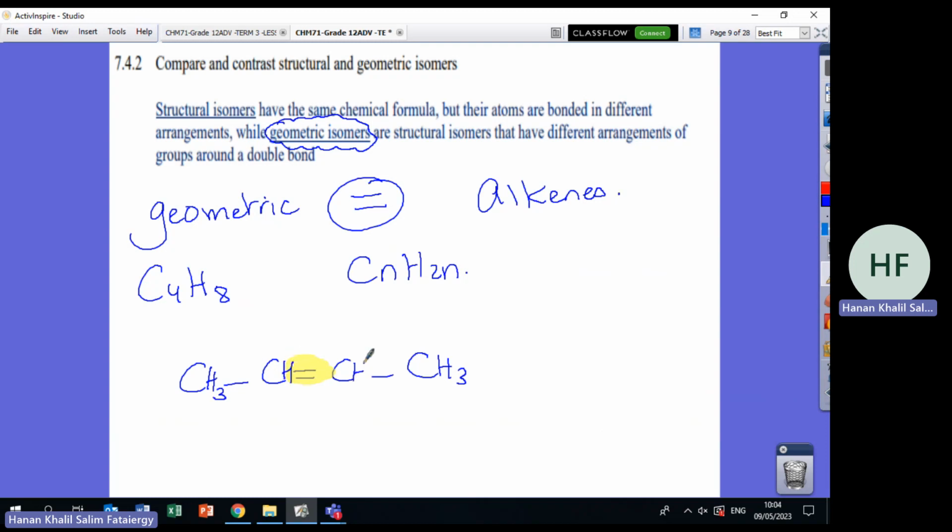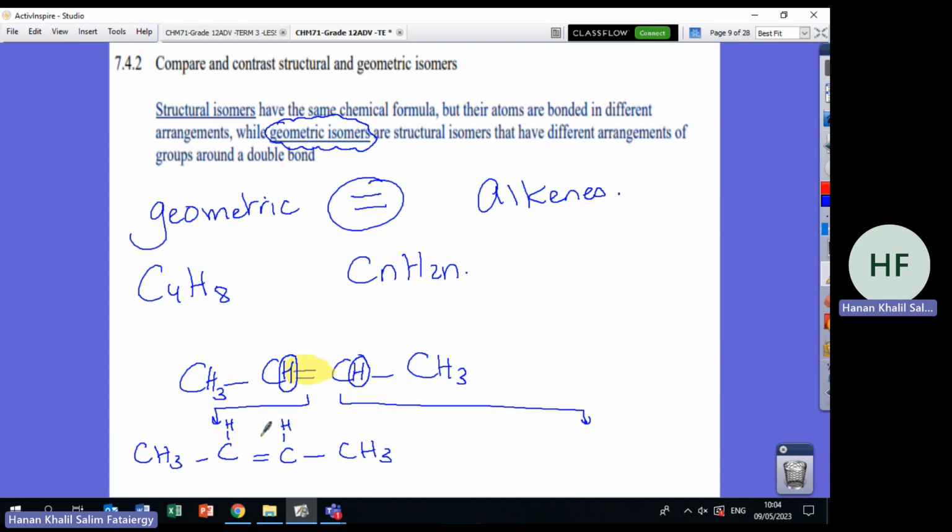One. Okay, now to draw the geometric isomers for this compound, I will do it like this: CH3, C double bond C, CH3. Notice that I didn't draw this H and I didn't draw this H. Now I have two options. Either I put the H's on the same side, both of them above or both of them below, and I call the compound cis.